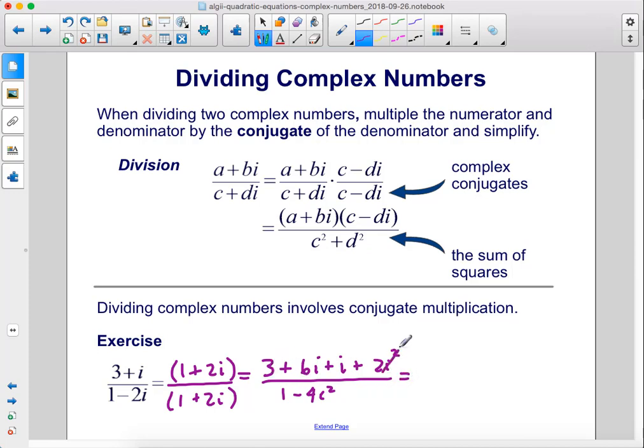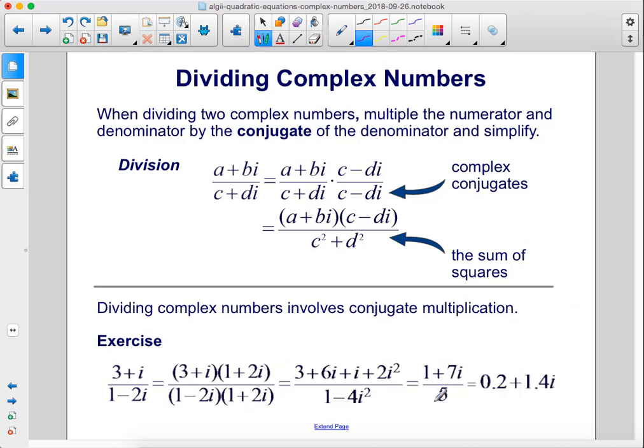So i squared here is negative 1, so this becomes negative 2, plus 3 is positive 1, plus 7i, divided by 5. Since we have i squared here, that's negative 1, so that makes this positive 4 plus 1. And that's our answer. Once we get to this point, you can simplify further by just separating the fractions. So 1 over 5 plus 7 over 5. So that will give you 0.2 plus 1.4i.